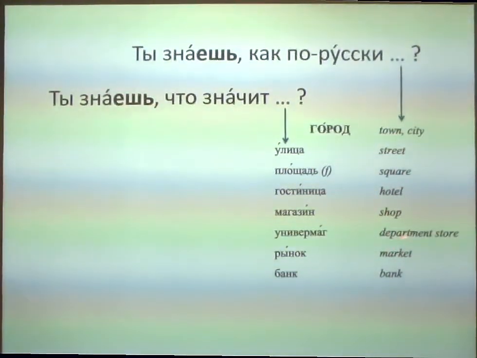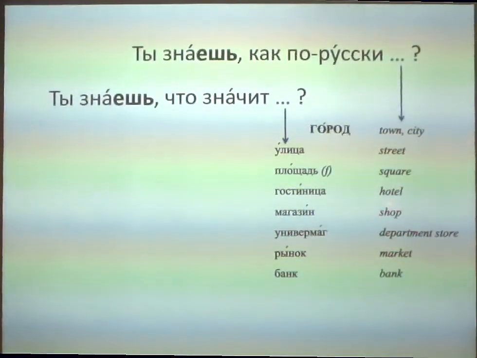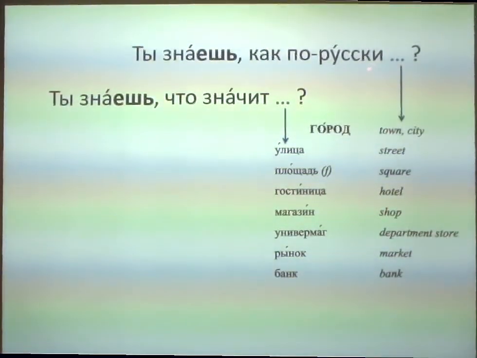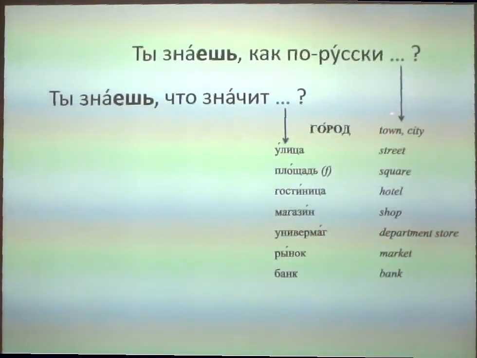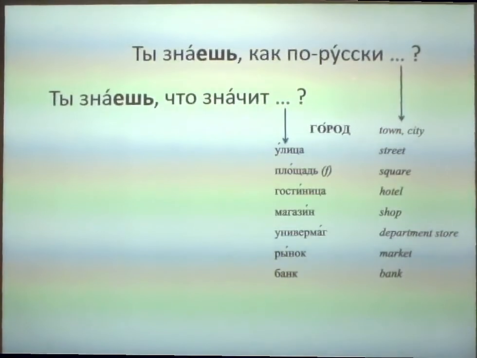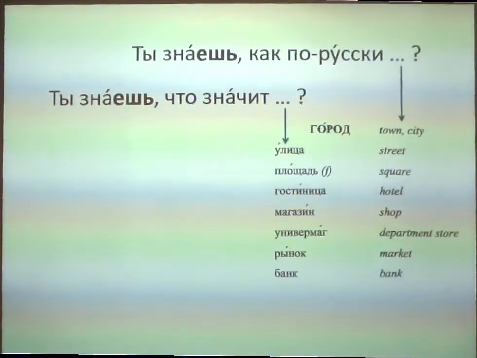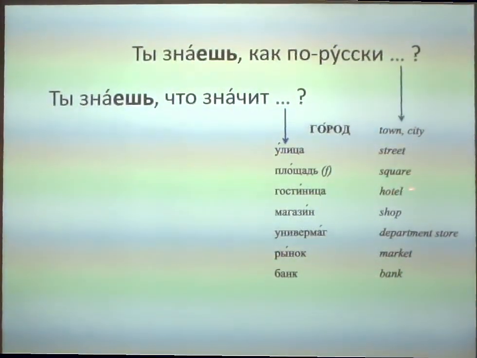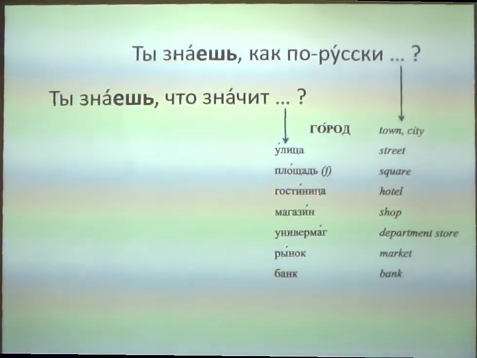you want to know how to say this word in Russian, you ask, как по-русски? Как по-русски town? Town по-русски город. Как по-русски hotel? Hotel по-русски гостиница.